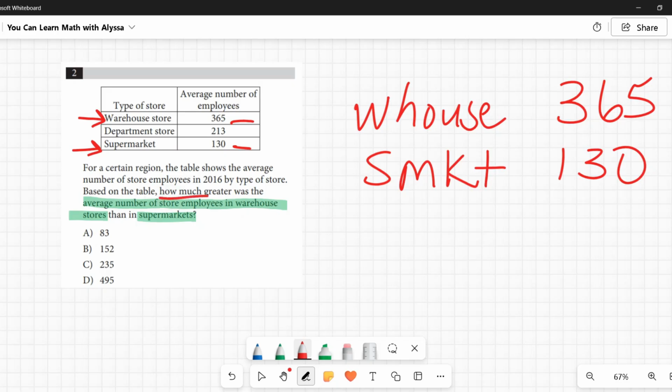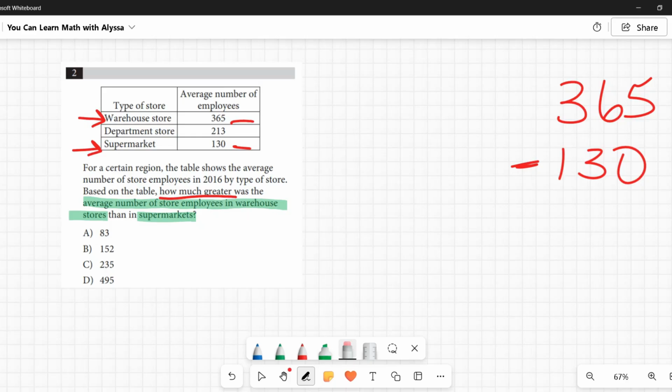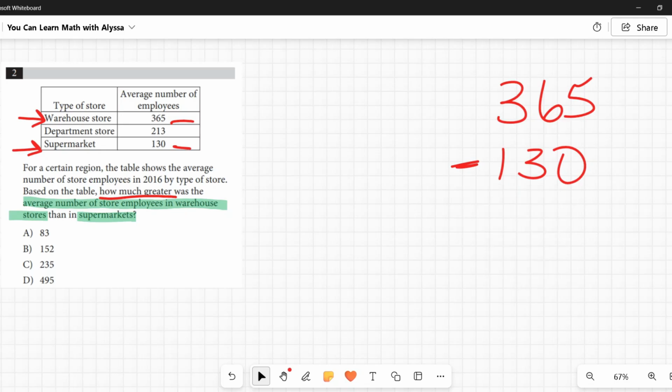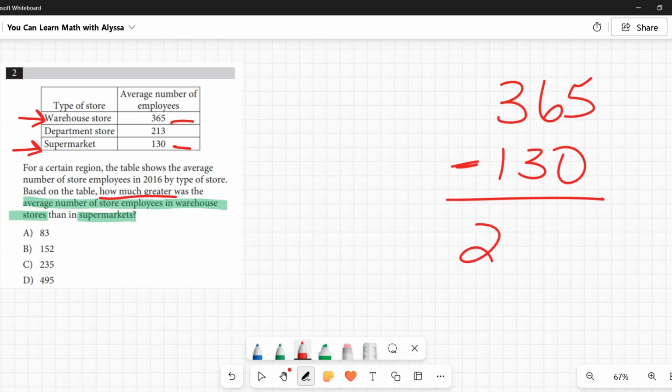What do we have to calculate? The question is, how much greater was the number of warehouse employees versus supermarket? How much greater than? That's going to be a subtraction problem. So 365 is the bigger number. How much greater is it than the supermarket number 130? So we would just subtract these two and we get 235. And that is C. That's my answer.